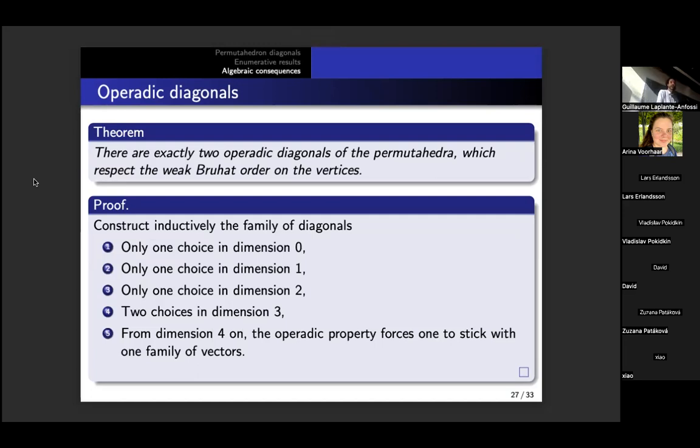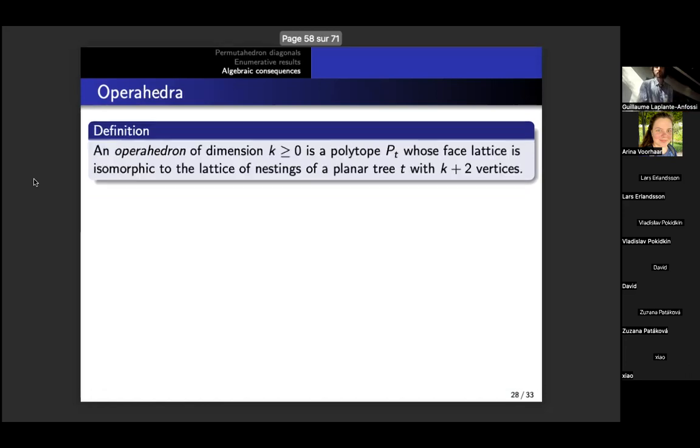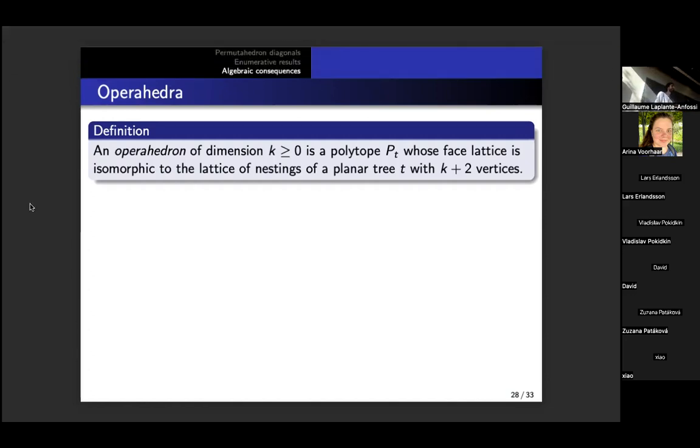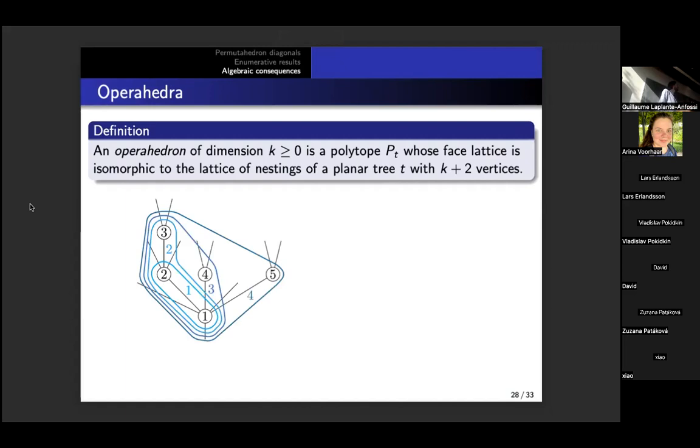Okay, and so why is this result interesting? It's because it has implications for higher algebra. So let me introduce my favorite family of polytopes, the Operahedra. Well, these are polytopes that are associated with nested trees. So maybe some of you know about opertopes. So this is a very baby case of an opertope.